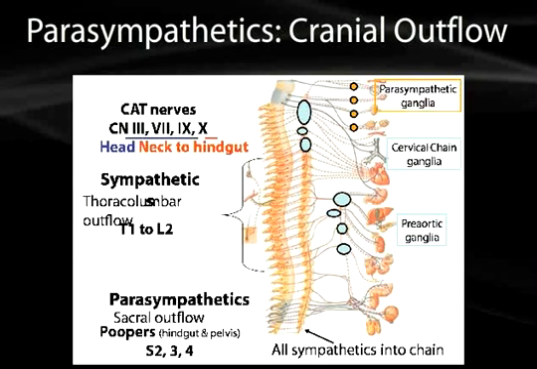There's the cranial outflow from the cranial nerves 3, 7, 9, and 10, and then there's going to be a distribution of 3, 7, and 9 to the head, whereas 10, the vagus, coming from the term vagabond, is going to be the wanderer that will go from neck all the way to the hindgut. The parasympathetic sacral outflow I oftentimes refer to as the poopers, because the S2, 3, 4 will push poop on the floor, because that's going to go to the hindgut, which will control the rectum.